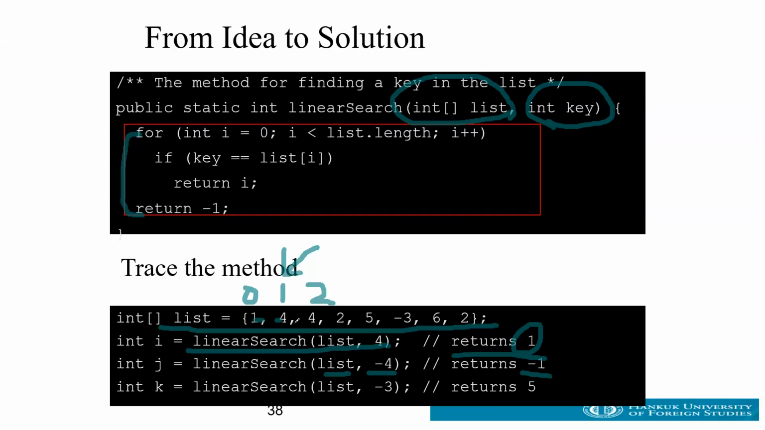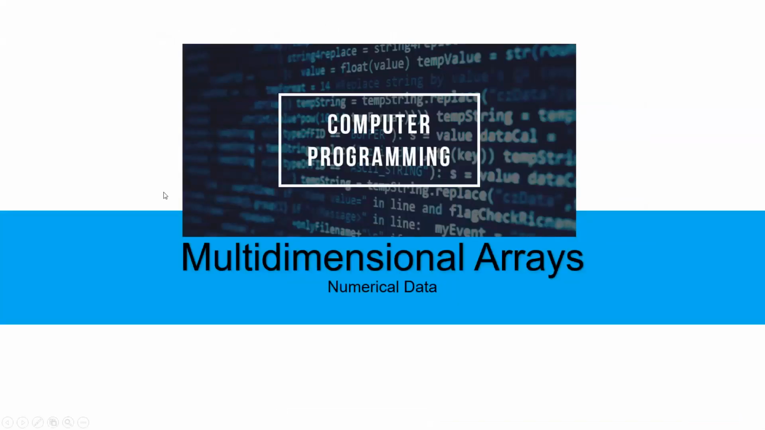Okay, so 1, 4, 4, 2, 5, -3, 6, 2. We have no -4. What about list, -3? Then we check index 0, 1, 2, 3, 4. We found -3 at index 5. Okay, so that's about the methods and arrays.